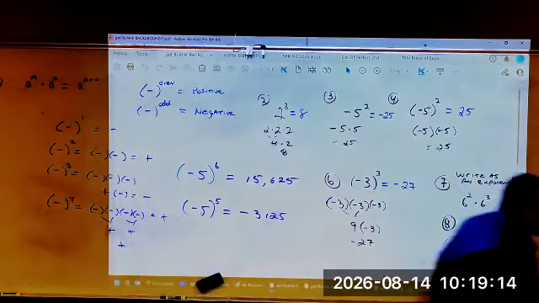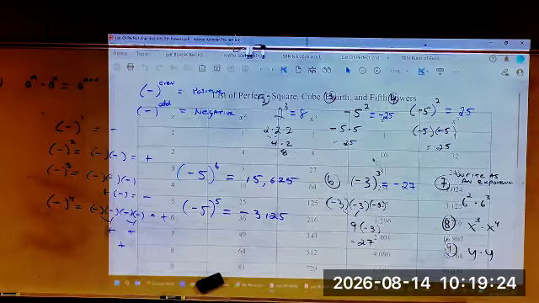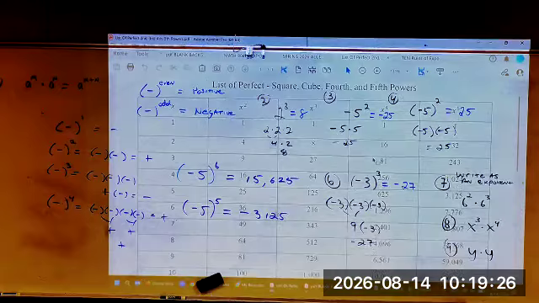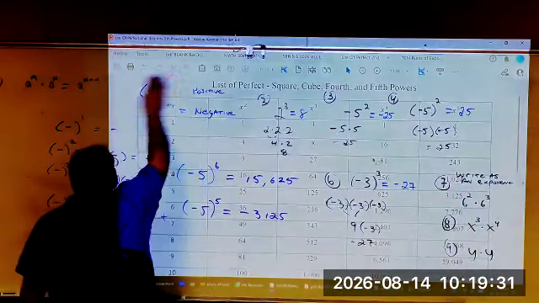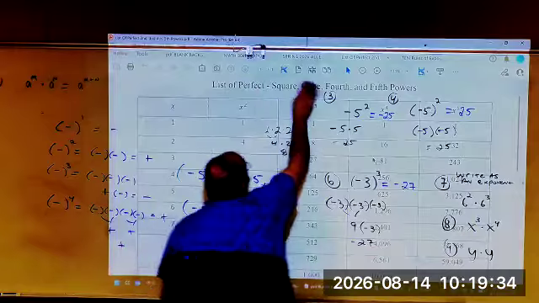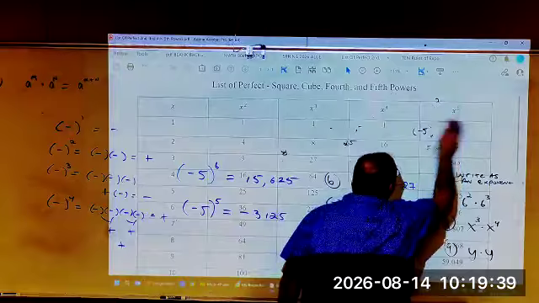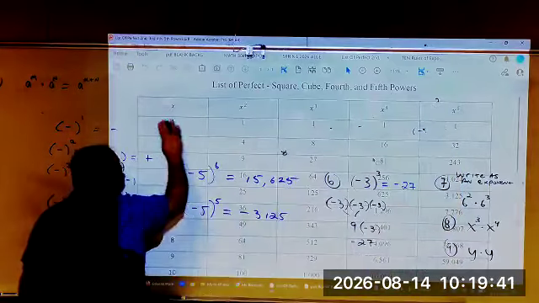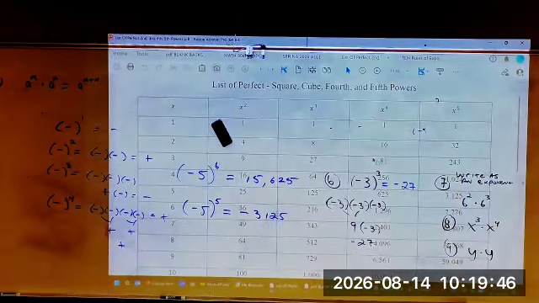Now, in addition to the rules of exponents you already got, in addition to the conversion table, you're going to get this. I know you can't read it because of all the writing, but I'm going to give you a list of perfect squares, cubes, 4th, and 5th powers. Everything I'm always going to give you, I'm going to post on the announcements, and I'll put it in the email with your YouTube video.